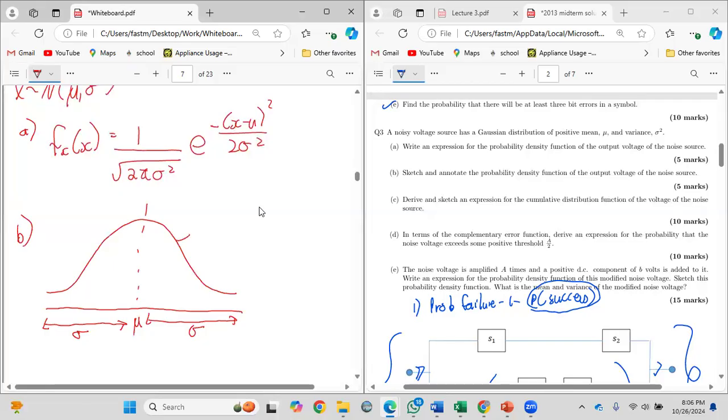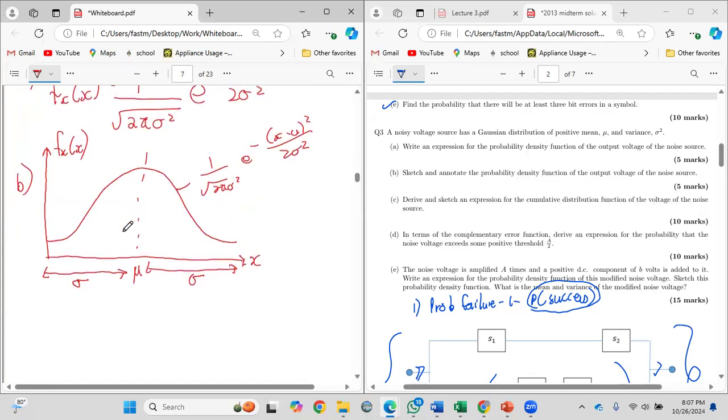If you want to, you can write back here 1 on the square root of 2 pi sigma squared, e to the minus x minus mu squared on 2 sigma squared. That has the mean, variance, and the bell-shaped curve centered about your mean value. And the last thing that you'll get marks for is your axes. So this here is f of x, and down here is x. So that's the bell-shaped curve.